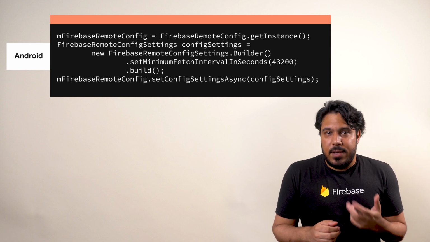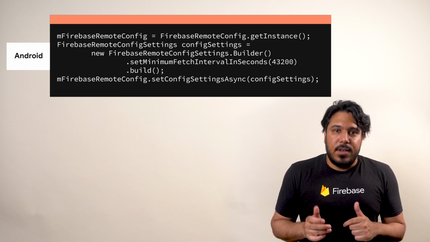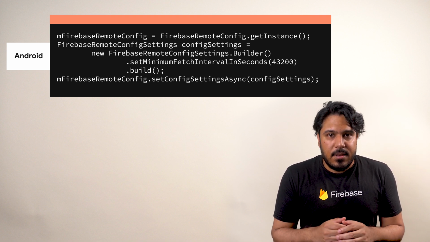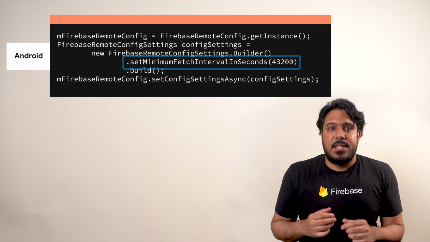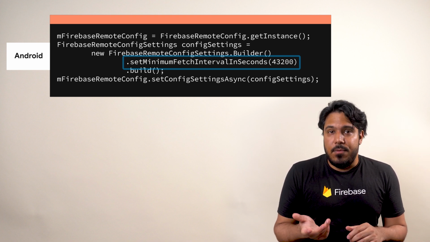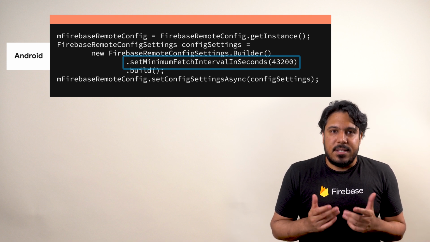First, we get the remote config instance, then use the remote config settings builder to build and configure our settings and then set them. For the minimum fetch interval, which is how often remote config should invalidate its local cache and check for new values, I'm using 12 hours as a time interval.